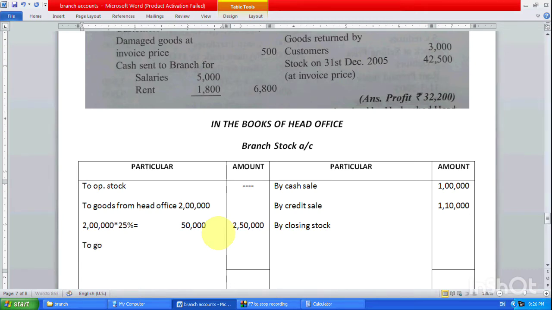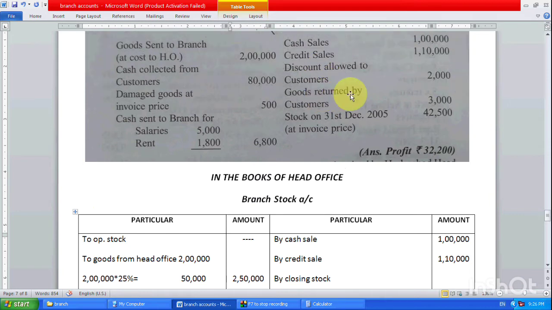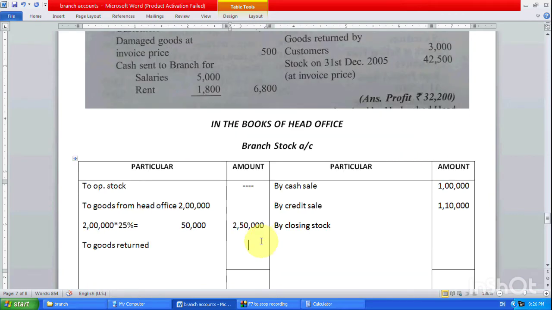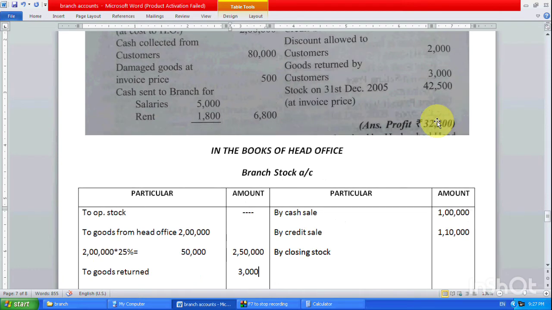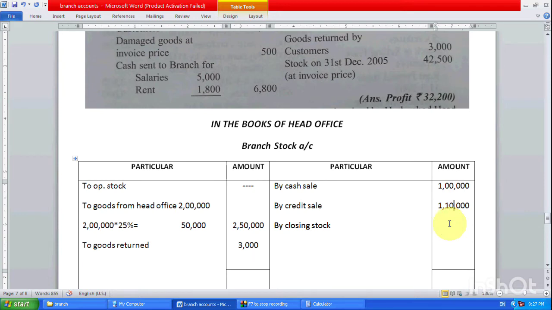Here write profit and loss, and the goods return by customer entry is also there, because the customer is returning our goods. See, goods returned by customer how much? 3,000. Okay, this is the branch stock account, and goods returned from customers is 3,000. Here closing stock how much? 42,500.